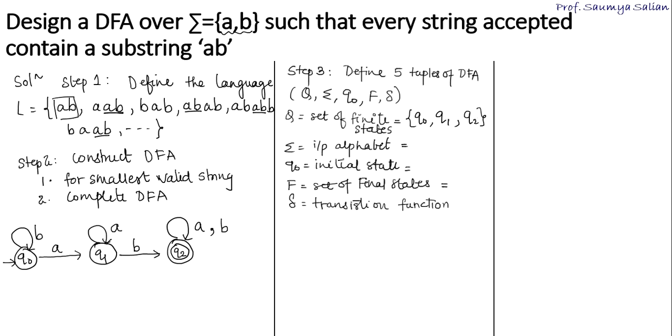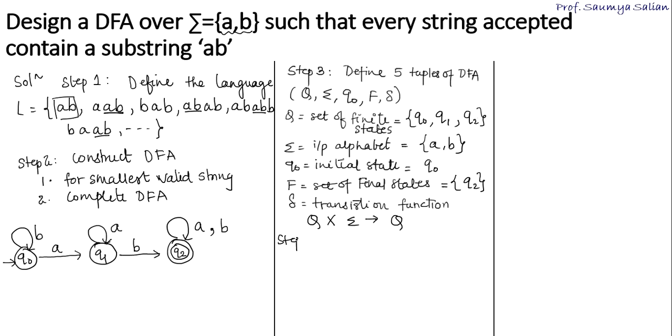Sigma is the input alphabet set, which is A, B. Q0 is the initial state. F is a set of final states, which is Q2. And delta is a transition function given by Q cross sigma corresponds to Q.